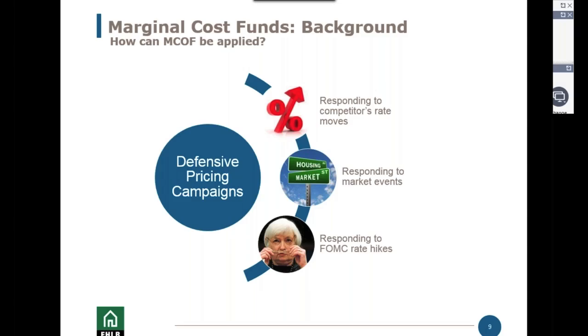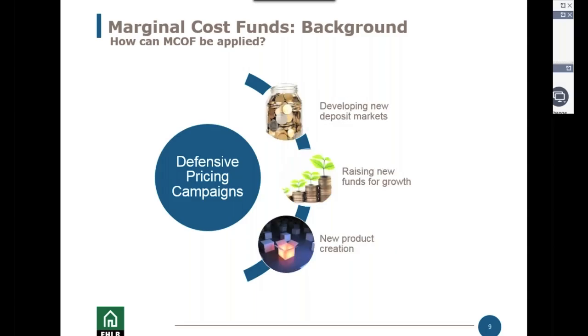It can also be applied from an offensive perspective. It's commonly said that the best offense is a good defense. Well, in this case, what we're talking about here is a more proactive pricing campaign. You are the predator. You are trying to attract deposits. Perhaps you're making inroads into a new market, or you have a competitor that's vulnerable. You are trying to gain deposits from your competition.